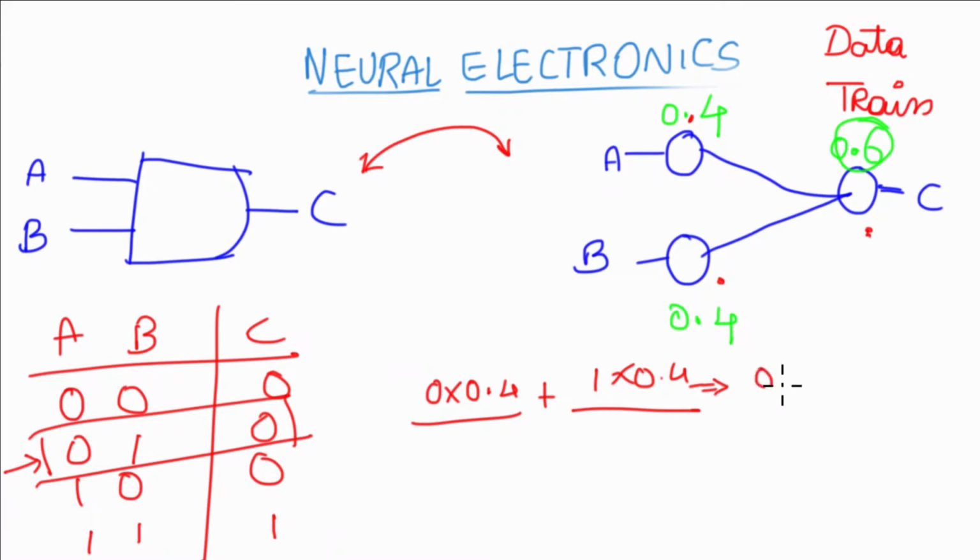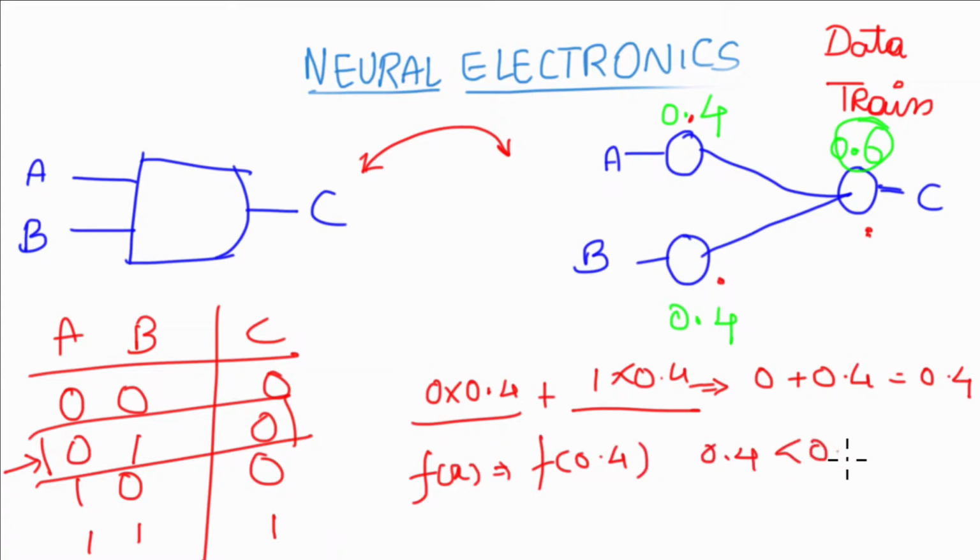So this will be 0 plus 0.4, which will end up as 0.4. And then we will pass this 0.4 into this activation function. That is, f of x will be f of 0.4. Since 0.4 is less than 0.6, the output will be 0, which exactly matches our training data.